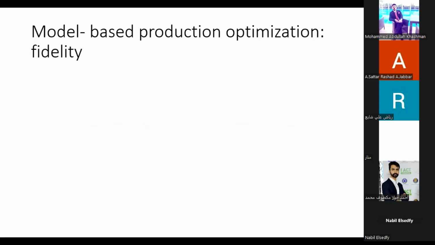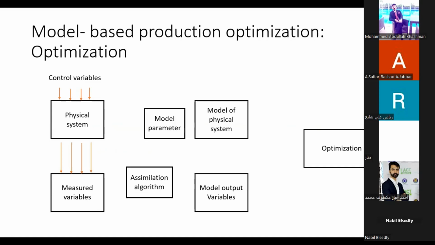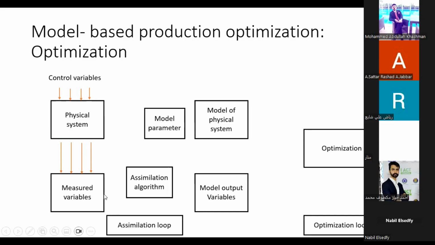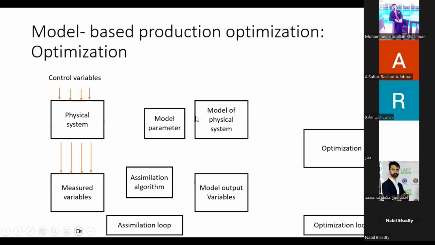So what I just showed is the hands-on calculation. When we do the optimization, we need to build the model based on the physical model. Then we can run the optimization based on that. When we build the physical system, we have to have the control variables, and then we will get the measured variables here. Then the model parameters here we can adjust to get the model of the physical system.